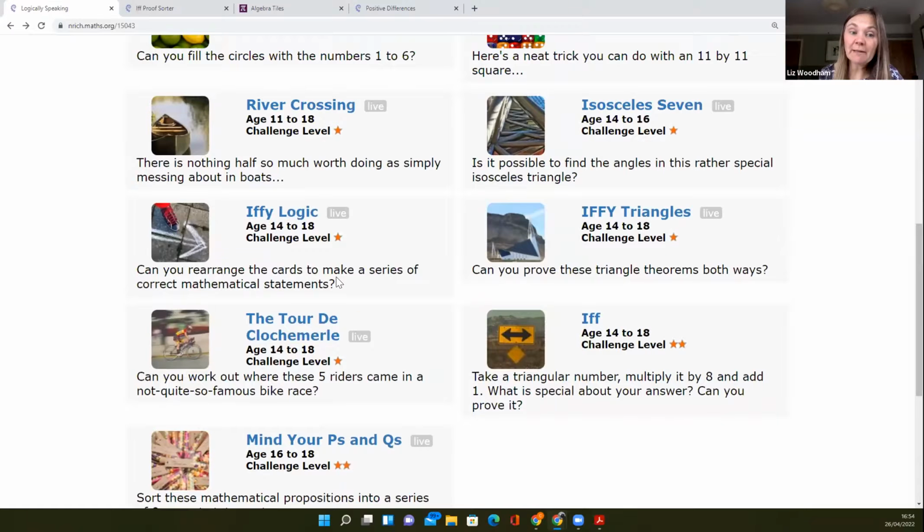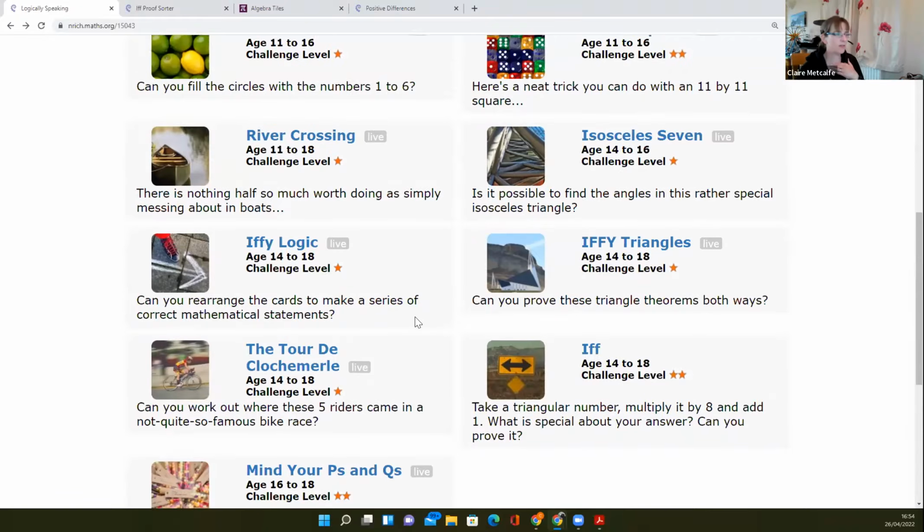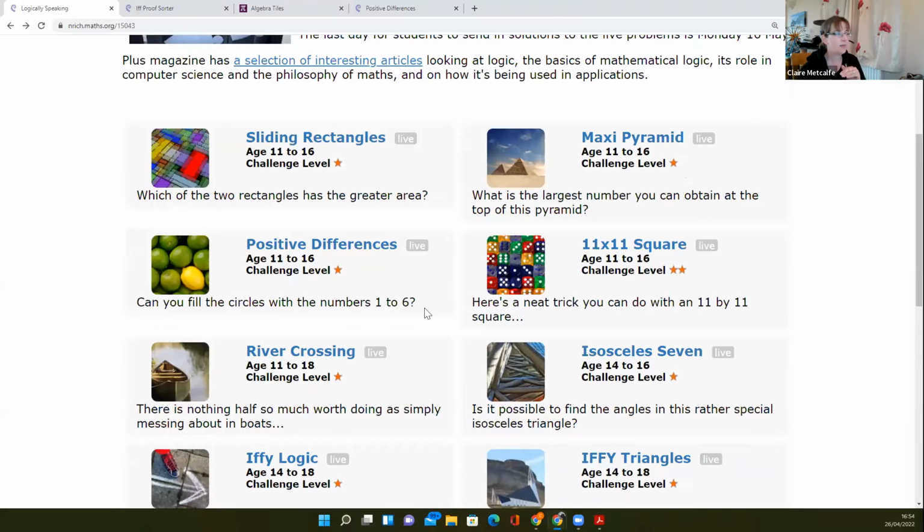Is it worth just mentioning that some of your tasks are live tasks? Oh, yeah. Claire? Yes, so lots of our tasks are live tasks. That means that your students can send us in their answers. And what we'll do is we'll have a look through them and select some of the different approaches that students come up with, and we'll share them on our student solutions pages.